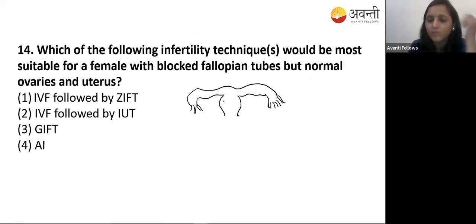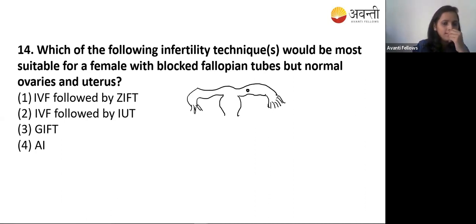So where will the fertilization of the egg take place? In the fallopian tube, right? In the fallopian tube, the fertilization will take place, right? So what is happening here in this case, what they are telling, the female is having a proper uterus and the ovary is also good. Okay, normal uterus and normal ovary only. But what is happening here is that the fallopian tube got blocked. So then which one of the assisted techniques can we do for this infertility?